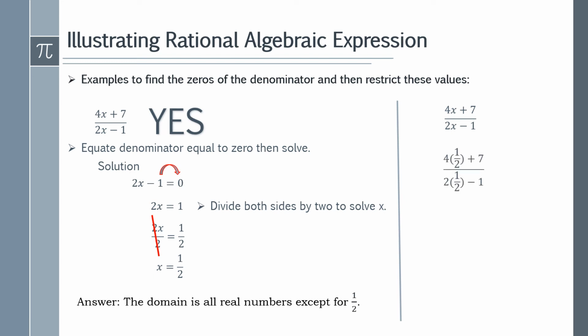So, magiging 4 times 1 half plus 7 over 2 times 1 half minus 1. So, 4 times 1 half, that is equal to 2. 2 times 1 half, that is equal to 1. Okay? You can check your calculator. You can use your calculator in multiplying this one to check the answer.